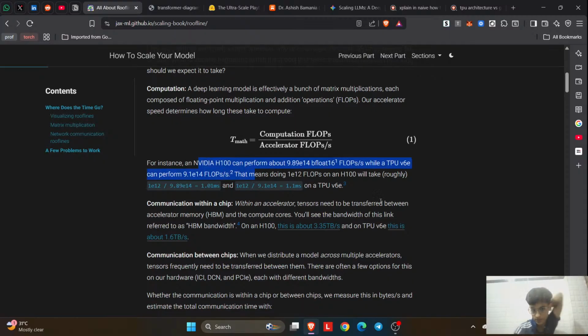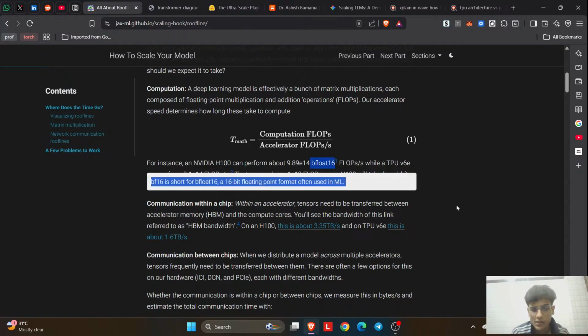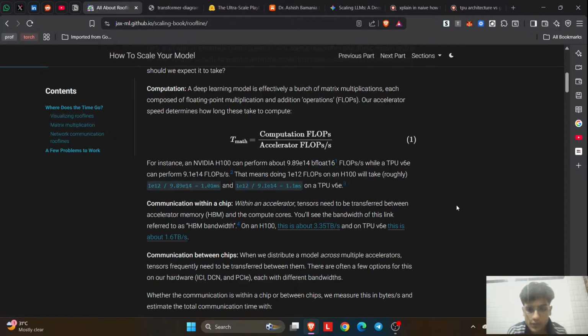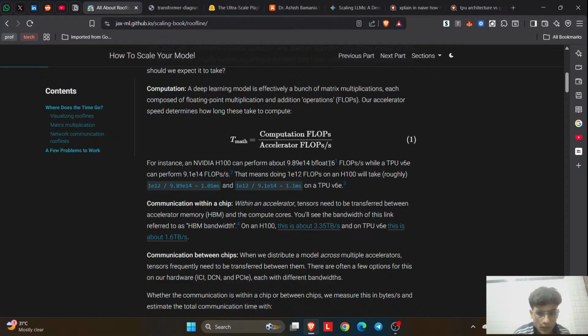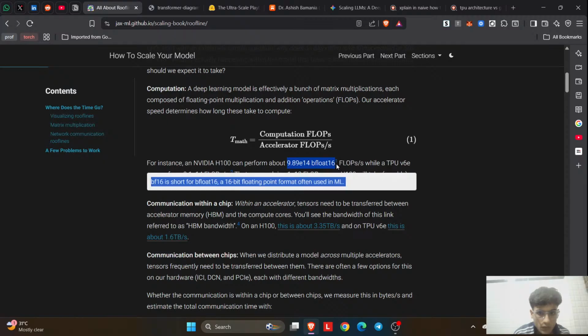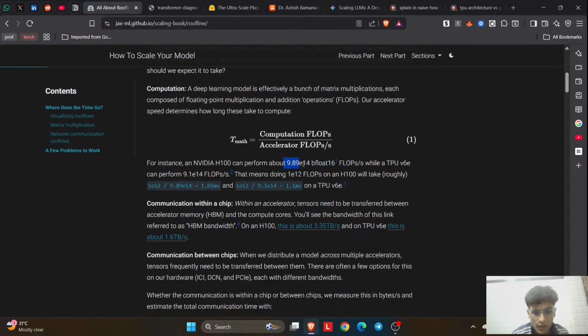For instance, an NVIDIA H100 can perform about 9.89E14 BF16 FLOPs. For those who don't know, BF16 is bfloat16, a 16-bit floating point precision. While a TPU performs this many FLOPs. You need to understand this. Oh, it is written. BF16 is short for bfloat16, a 16-bit. Yeah, I know that. What is this E?